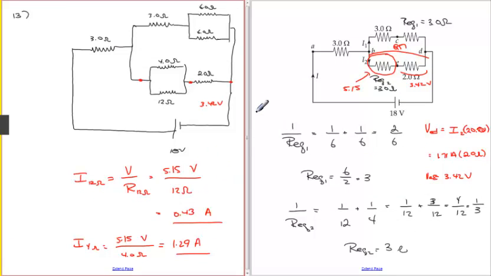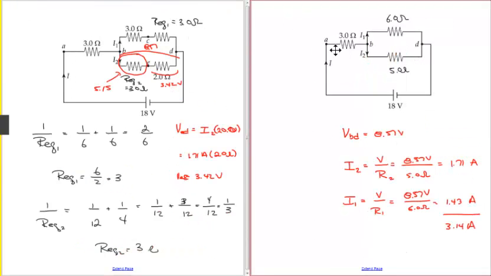Okay, so I made a math mistake here. I've made the correction, so I'm going to go back and explain that to you. This number was wrong. I just subtracted it wrong. Not sure how I did it, but the total voltage drop from here to here was 8.57. So I calculated this voltage drop to be 3.42, and if you do the math correctly, you get 5.15 volts for that one.